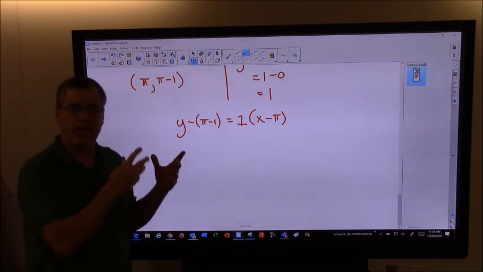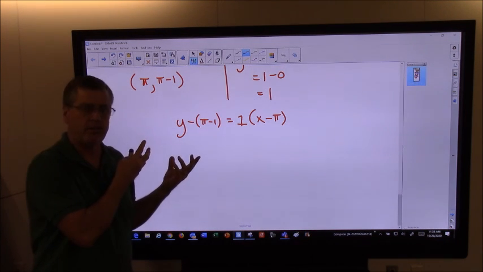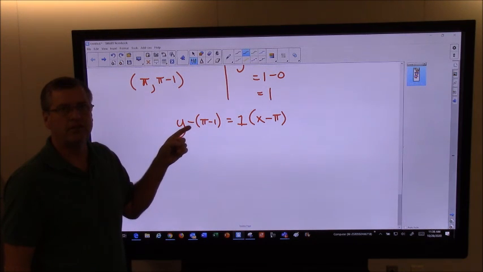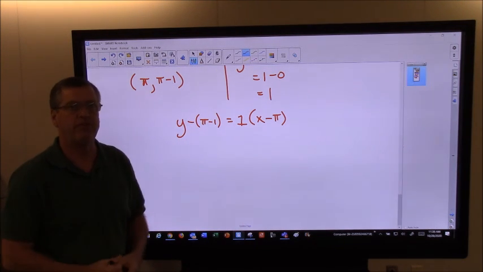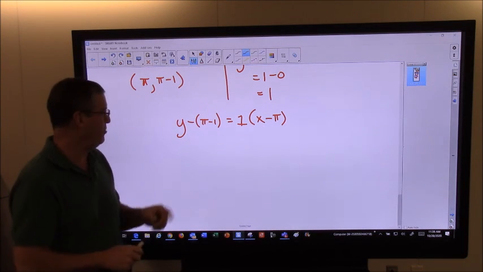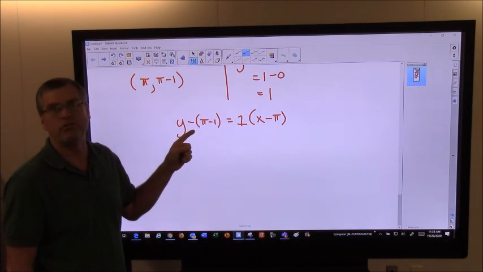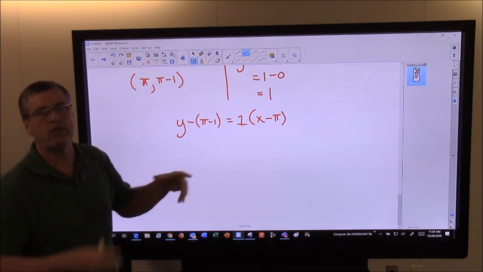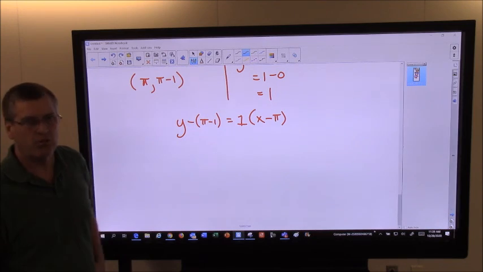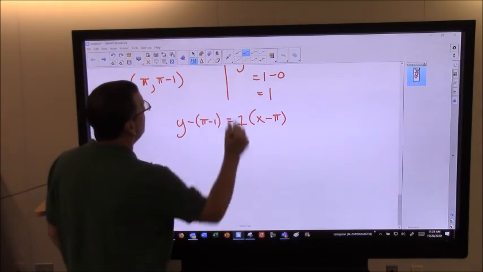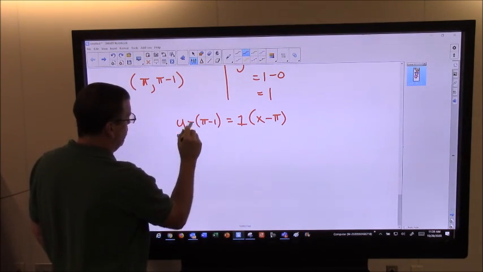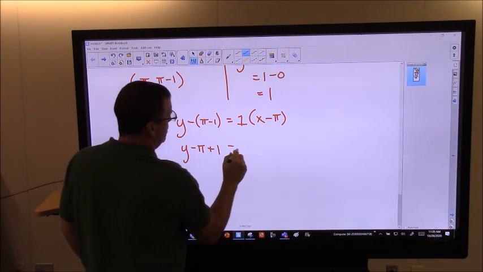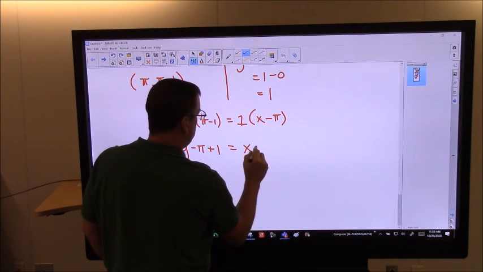Keep this in mind: on the AP test, if you were to take it, and you had to write out the equation of a tangent line, you could stop right here, because the AP test has a rule that you don't have to simplify. The problem you run into is, if it's a multiple choice question, you won't see this as an answer. They'll simplify it and give you a y equals mx plus b type answer. So we do have to make sure we keep those skills up. So what I've got here is y minus pi plus 1 equals x minus pi.